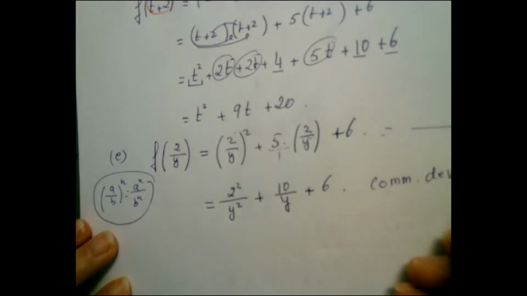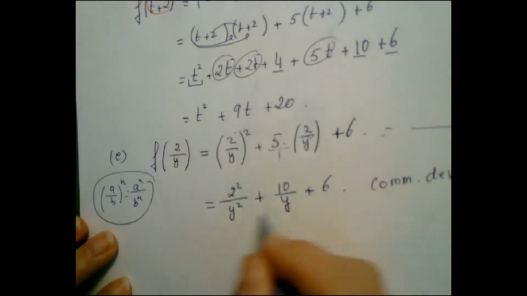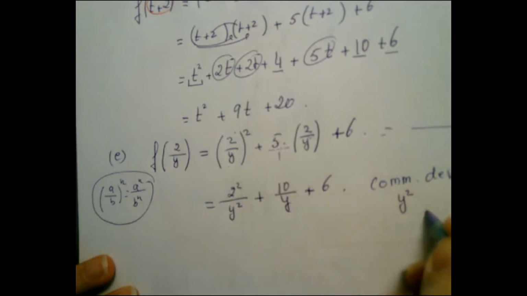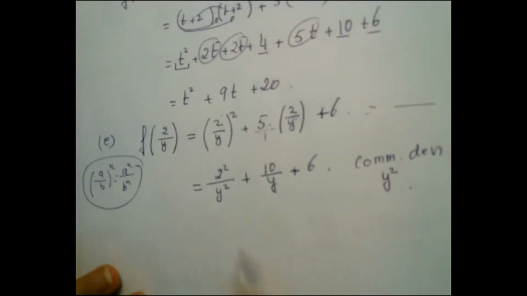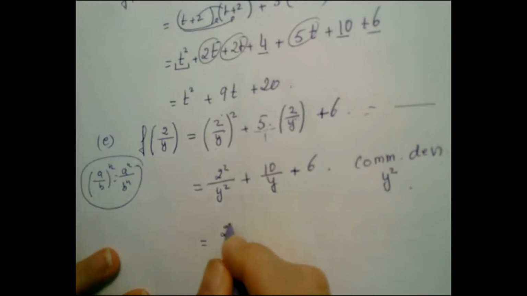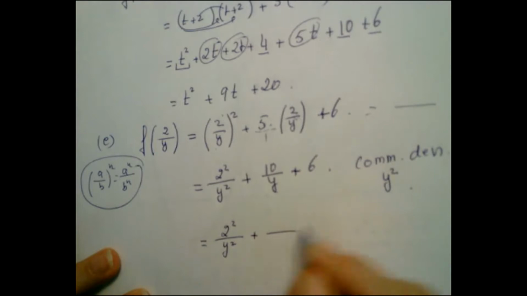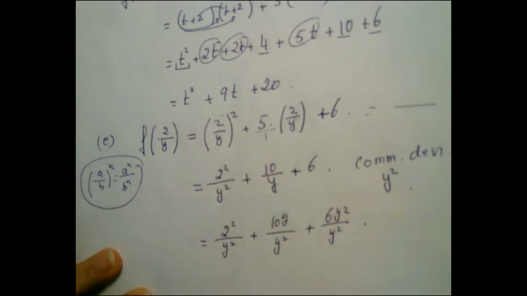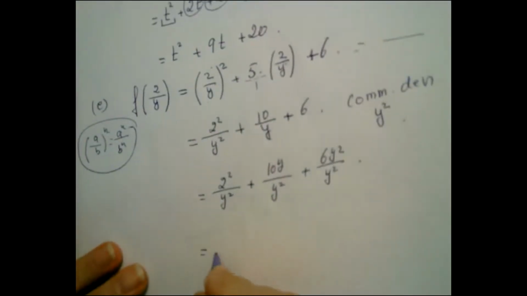Common denominator, in this case, y squared, because it's a multiple of y squared, and it's a multiple of y as well. So y squared is our nice common denominator, and we are basically done. I find a common denominator. I have a y in here, I need y squared, I have to multiply by a y. I have a 6, I need y squared, multiply numerator and denominator by y squared. And now that's the end of the problem.